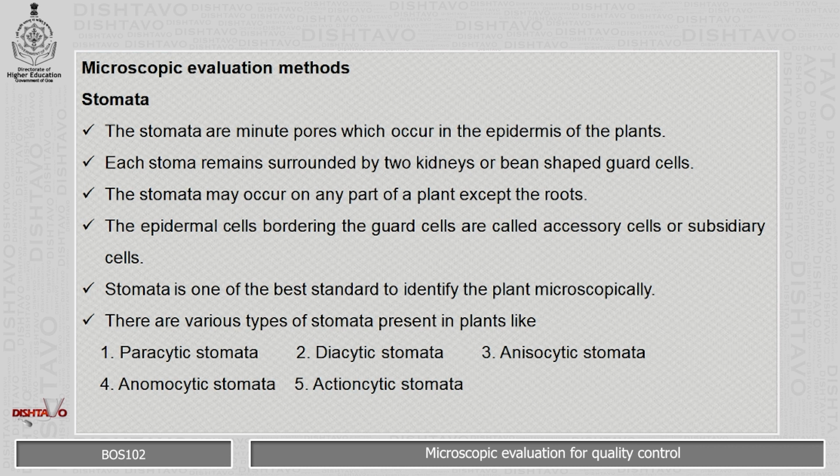In anomocytic type of stomata, the subsidiary cells are limited in number and they are similar in shape and size, so hence they are not distinguishable. Then I have listed here a very few types of stomata, but there are various other types also which are found in different plants like tetracytic, hexacytic, gramineous type, etc.